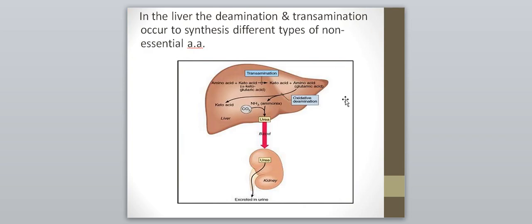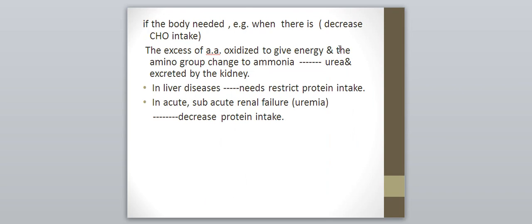In the liver, there is deamination and transamination, and this occurs to synthesize different types of non-essential amino acids. If we take a lot of protein beyond our need, in excess amount, most of it will be changed to urea and excreted through the kidney. That's why patients with liver disease or renal disease should never take a large amount of protein, and we have to give them protein of high biological value in a certain low amount. If the body needs it, for example when there is a decrease in carbohydrate intake, the excess amino acids give energy and are oxidized.